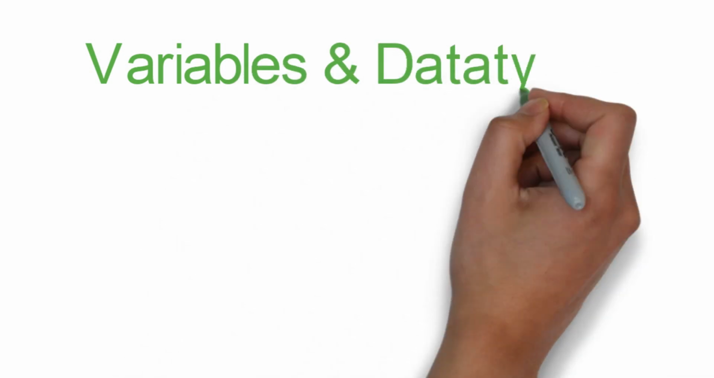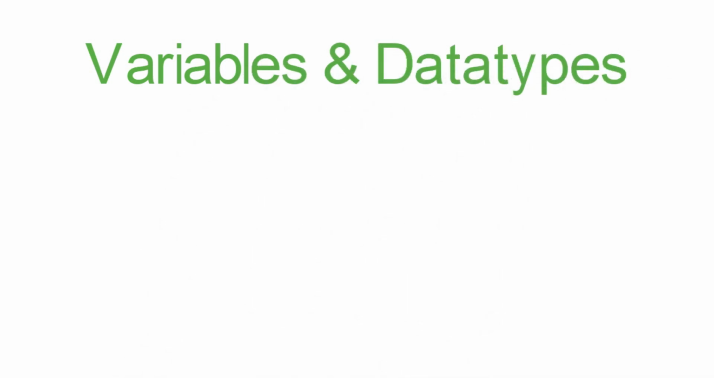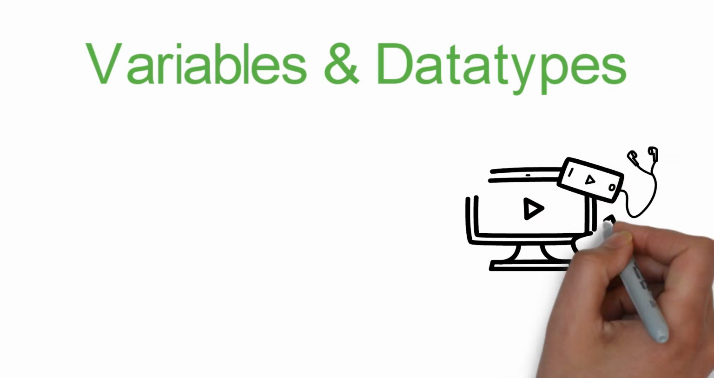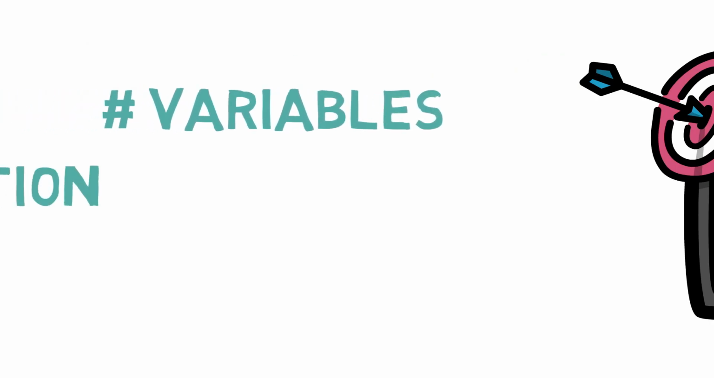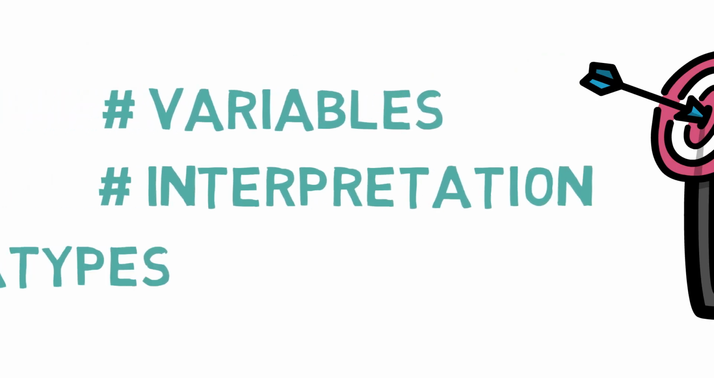Today we will start with variables and data types. This is the second video in our OOP with Java series. In case you haven't seen the previous video, please do watch it. The link is given in the description. In this video, I will discuss variables, how the code is interpreted, and types of data types.